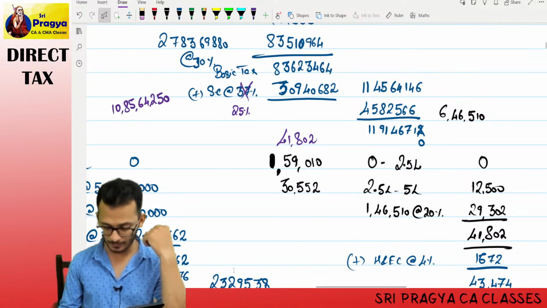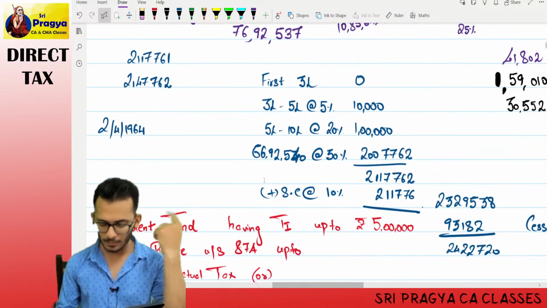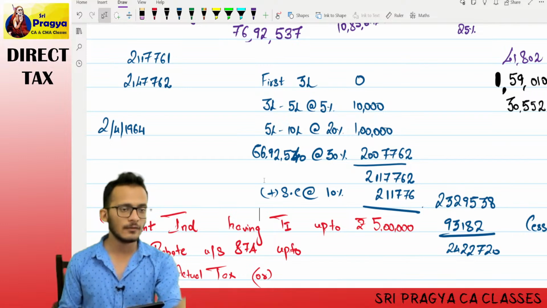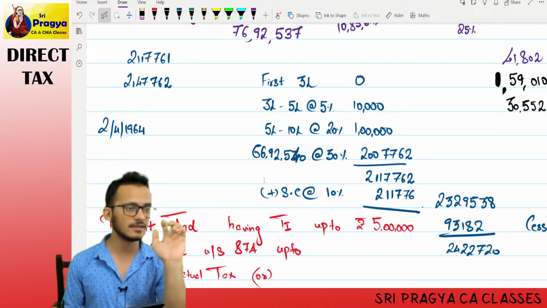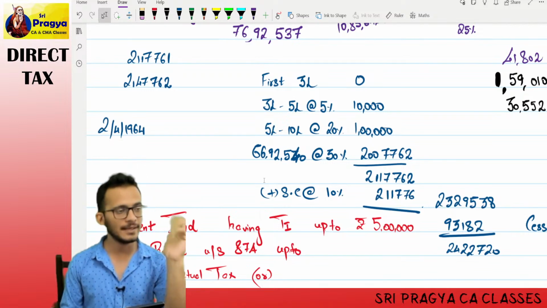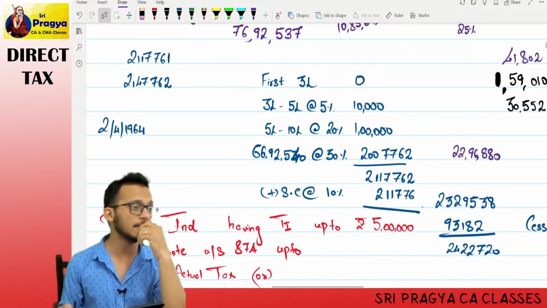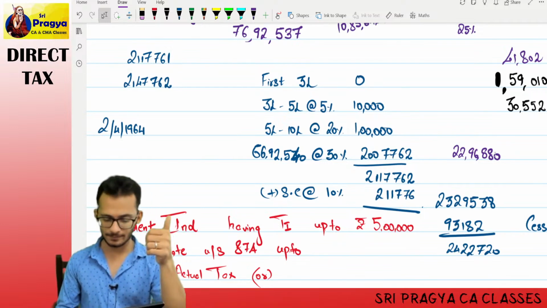Next question is 76 lakhs. Surcharge rate will be the same, 10%. The only problem is that the basic tax will be different. For the first 15 lakhs, you'll do 1 lakh 50,000. For the balance you'll do 30%. On that, you levy a surcharge of 10%. You'll get a number of 22 lakh 96,880. Same numbers. Again, opting for default. Next.